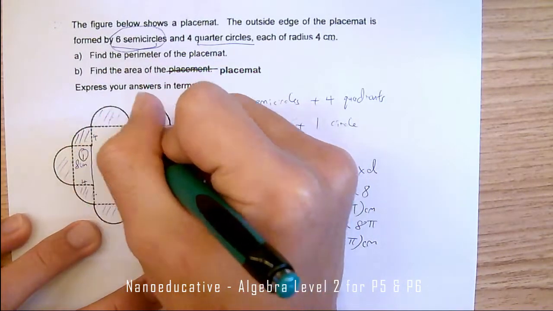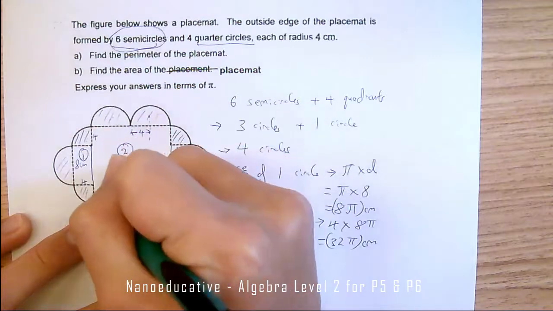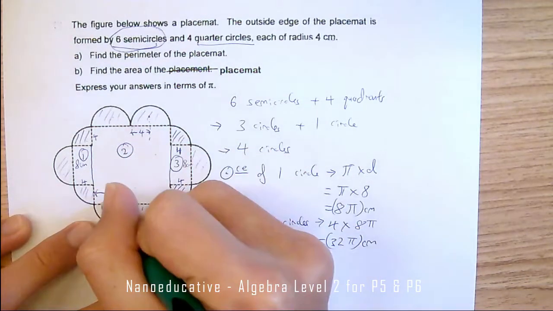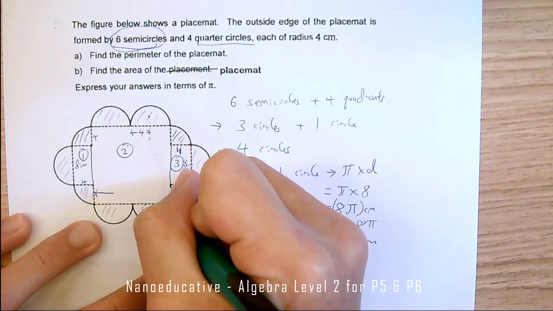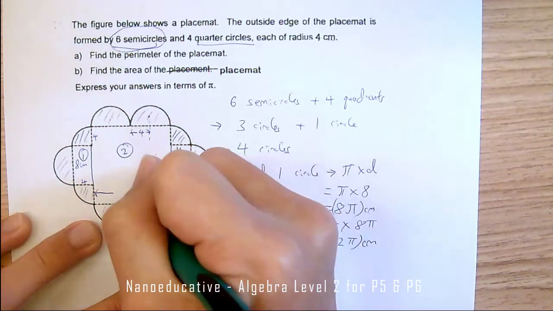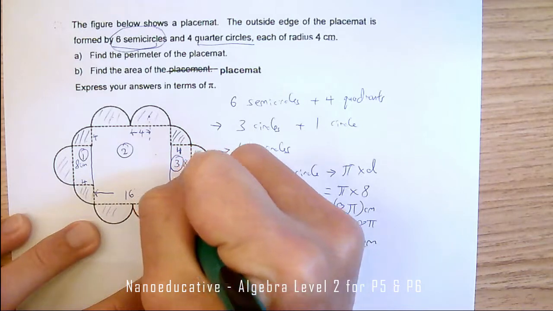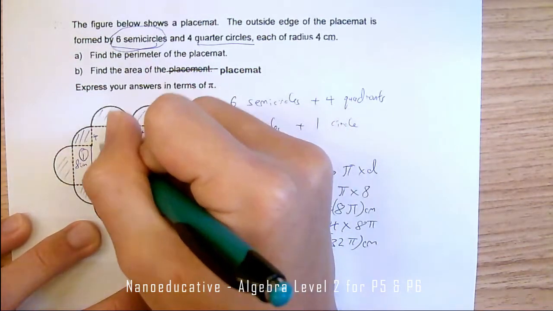Can we calculate this one first? So for this entire thing, it will be 4 plus 4 plus 4 plus 4, giving us what? 4 plus 4 plus 4 plus 4 is 4 times 4, that will be 16 cm. So from here to here, it will be 16 cm. Then how about from here to here?